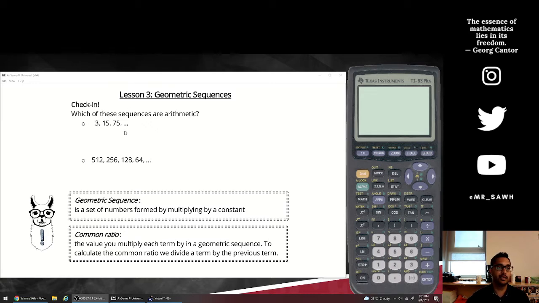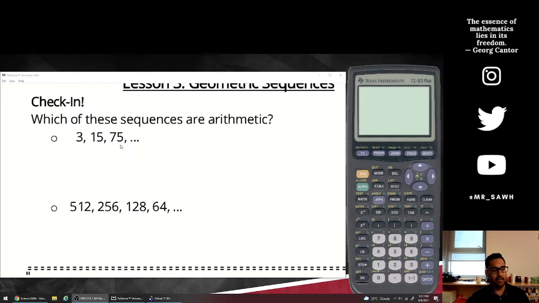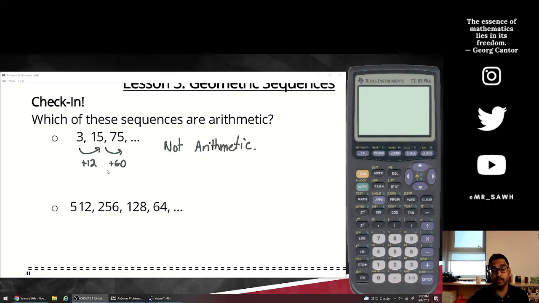Okay, so take a look at those sequences. 3, 15, 75 is the first one. And if you try to add something, like we talked about with an arithmetic sequence and a common difference, you can add 12 to 3 to get 15. But the issue is you need to add 60 to get 75 from 15. So the problem here is it's not arithmetic, because that difference should be common. So since adding doesn't work, we could say that this is not arithmetic. So there must be some other way to deal with it, which is what we're going to get into here.